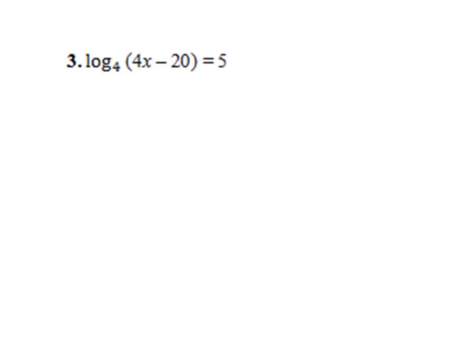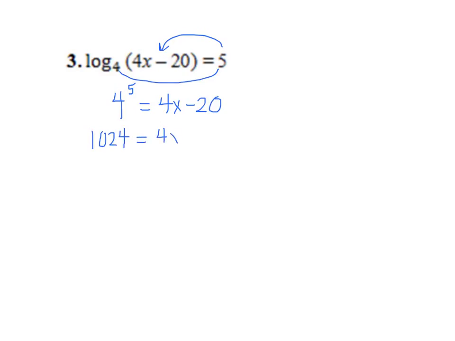On this particular one, we have log to the base 4 of 4x minus 20 equals 5. It looks pretty similar. I'm still going to start off by rewriting it as an exponential. I'm going to say that 4 to the 5th power is equal to 4x minus 20. 4 to the 5th power is a big number. Let me see, I'm using my calculator, 4 to the 5th is 1,024. So 1,024 equals 4x minus 20.